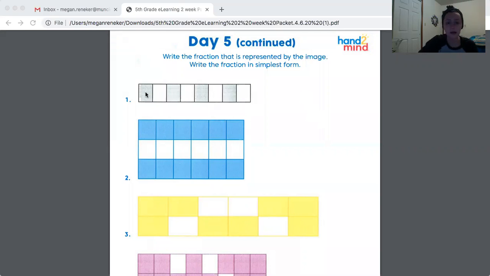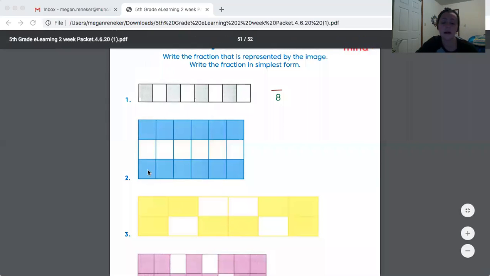That would be 1, 2, 3, 4, 5, 6, 7, 8. So that's going to be my denominator. The total number of parts is my denominator. For this problem down here, the total number of parts would be 1, 2, 3, 4, 5, 6, 7, 8, 9, 10, 11, 12, 13, 14, 15, 16, 17, 18. You're counting the total number of small rectangles or parts within this big rectangular model.